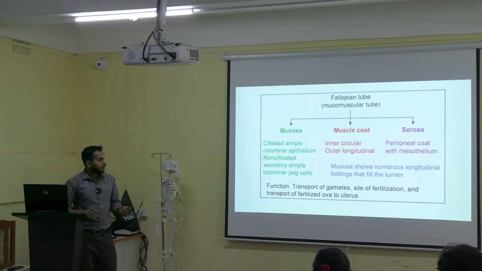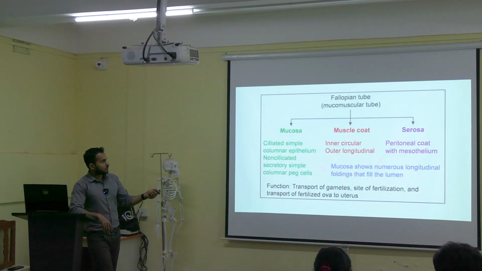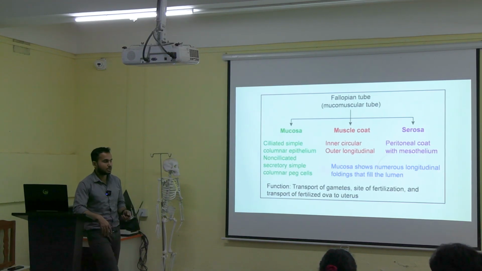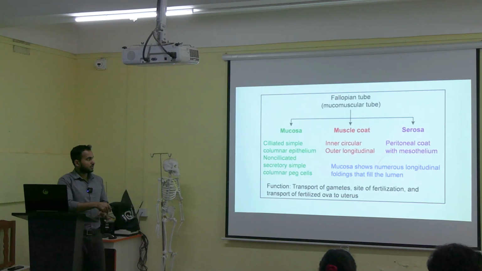Next, the muscle coat, only two layers: inner circular, outer longitudinal. The contraction helps in transportation of the content which is present inside the tube. And lastly, the serosa, which is purely made up of mesothelium. Here also the mucosa shows numerous longitudinal folds which fill the lumen, same like the ureter which we have studied earlier.